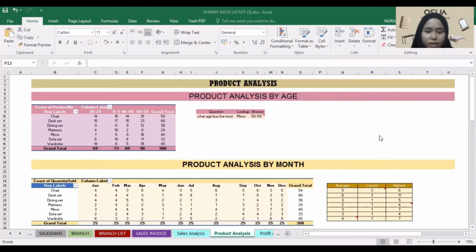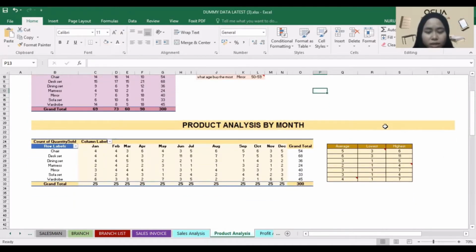Moving on to the product analysis, our company has 2 types of product analysis, which is product analysis by age and product analysis by month. Firstly, for product analysis by age, in the pivot table here, we have type of product as the row label, and we also have range of age in the column label. And we're also using a lookup function here to show the answer for the question, what age bought the most of the mirror product, and the answer turned out to be the age between 50 until 59 years old.